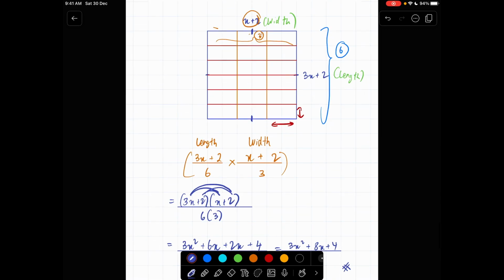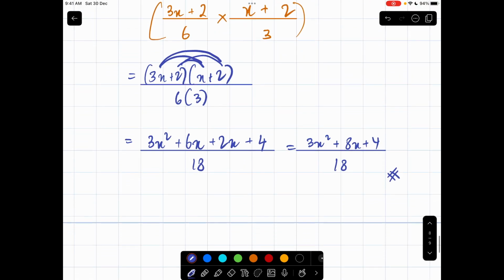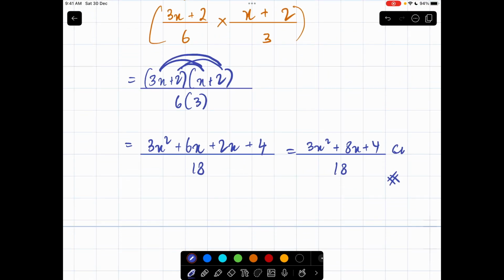And there's one important thing that you should add in here, which is the metric unit centimeter squared. This is very important in exams. If you do not put this, you might lose marks.